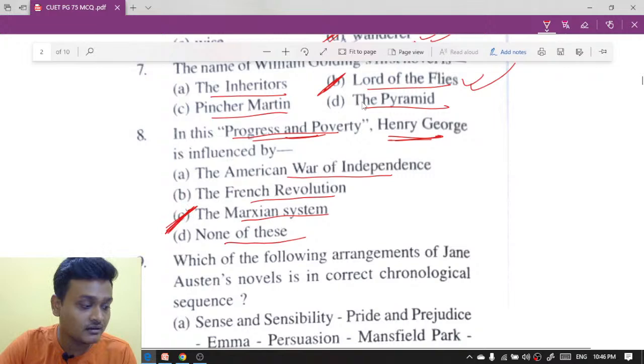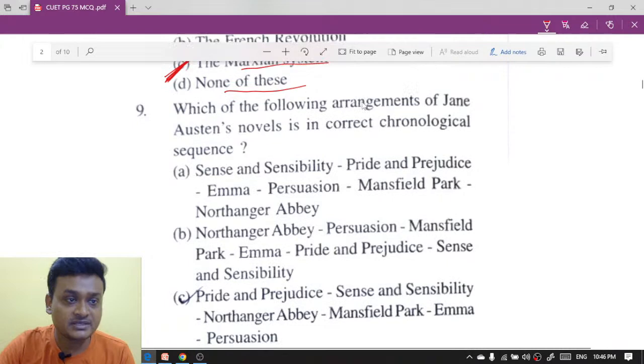Next question. Which of the following arrangements of Jane Austen's novels is in correct chronological order? Actually, all the options are in a wrong order. The first novel, Sense and Sensibility, appeared in 1811. Then comes Pride and Prejudice, published in 1813, and its first title was First Impressions.